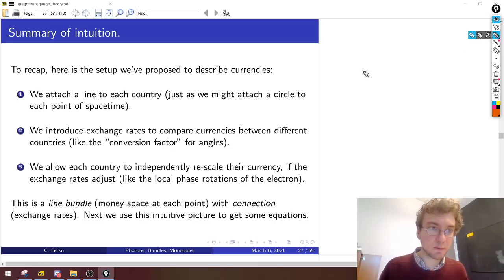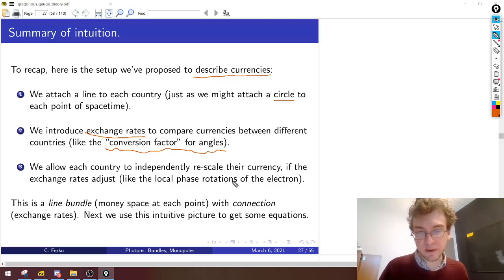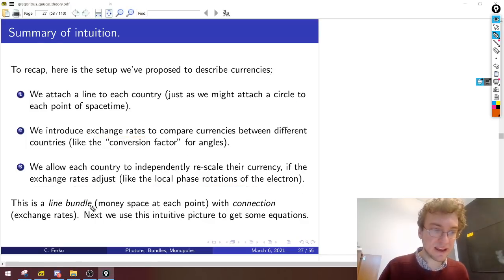So just to recap, what we did was I wanted to describe currencies in the following way. I attach a line to each country, just like the circle in the electron case. We introduced exchange rates that will compare currencies between the countries, which is like this mythical conversion factor that I described but didn't define for you. And we also allow each country to independently rescale their currency. So if they do so, the exchange rates have to adjust. And this local rescaling of currencies is just like this local phase rotation of the electron that we want. And again, mathematically, the structure is a line bundle with connection.